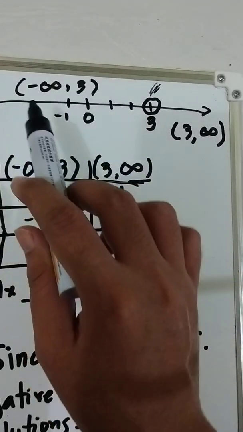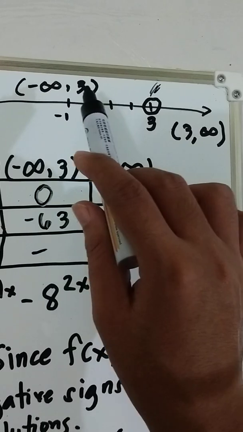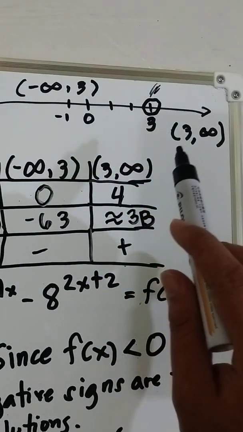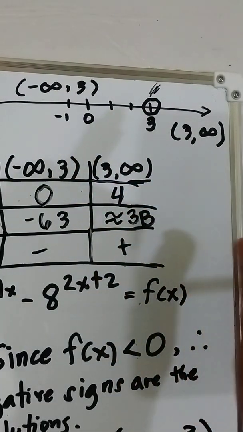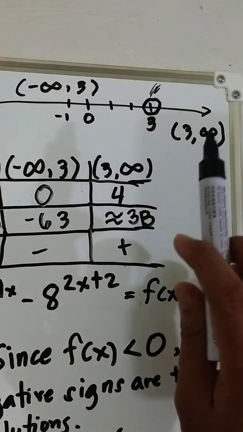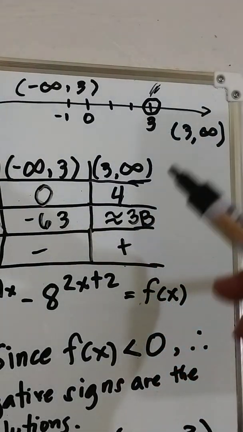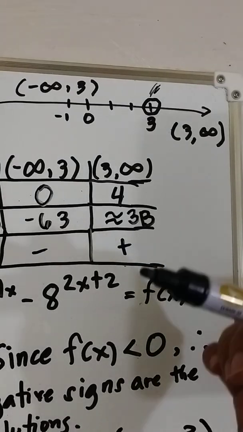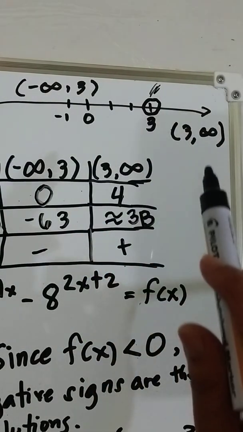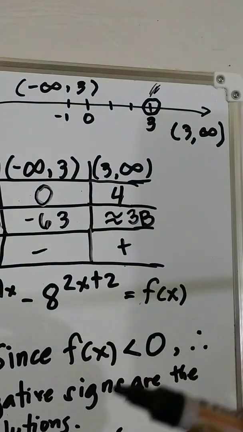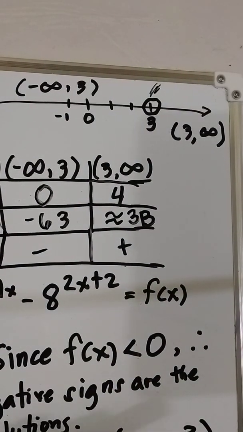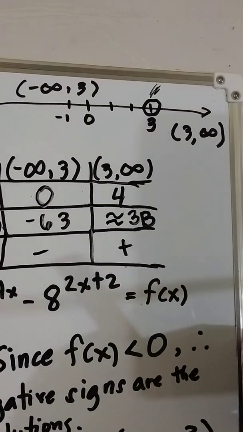Wherein on the left part, we have negative infinity to 3, and on the right part, we have positive 3 to positive infinity. And that will be our option para po sa solution on our given inequality. So, alin ba sa dalawang part na yan or dalawang interval ang magiging solution po ng ating inequality?